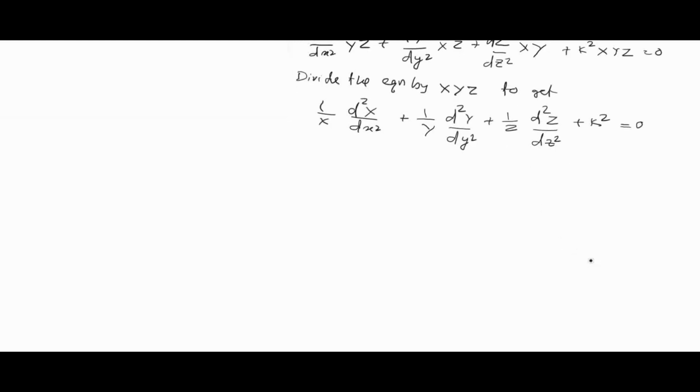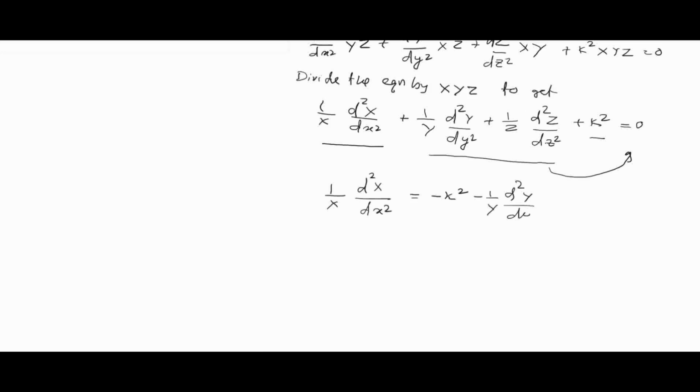Now what we have to do, we have to keep this one on the left side and these two we have to move to the right along with this. What we will get, 1/x d²x/dx² is equal to minus k² minus 1/y d²y/dy² minus 1/z d²z/dz². We got this one.